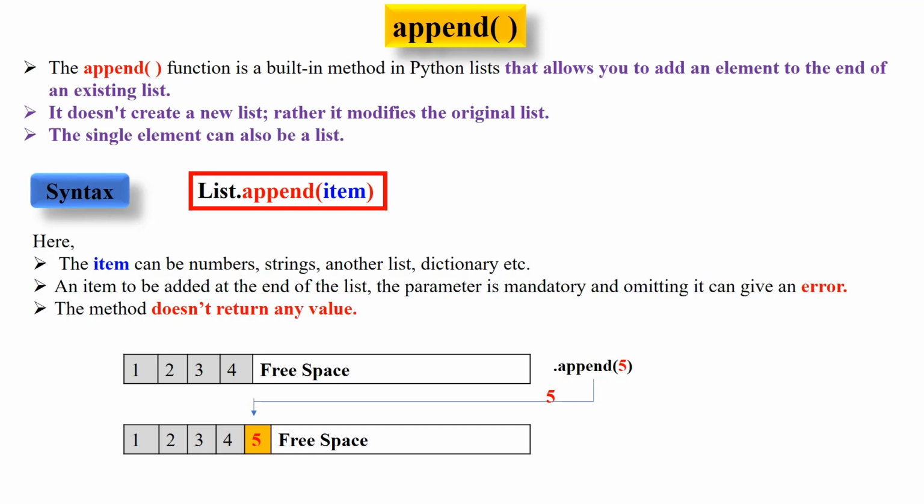Now, look at this picture. The list has already 4 elements. When we append or add the 5th element in the list, it modifies the original list by adding the item at the end of the list.